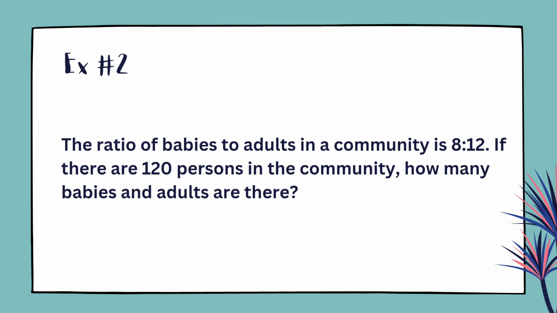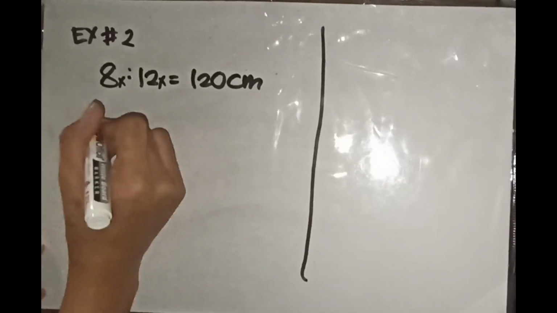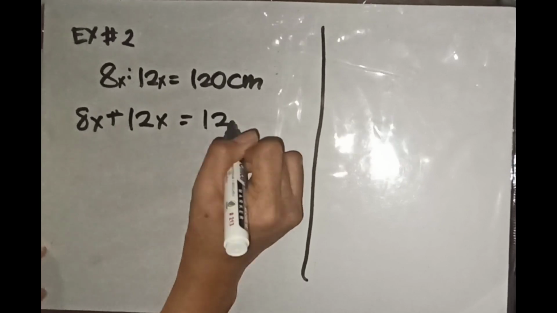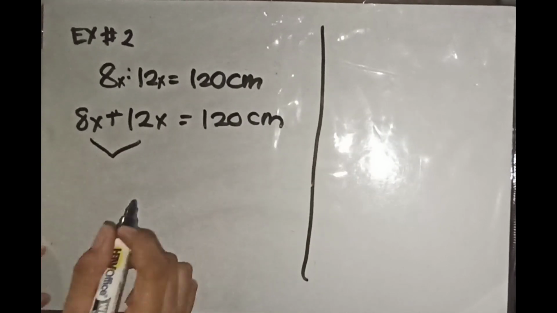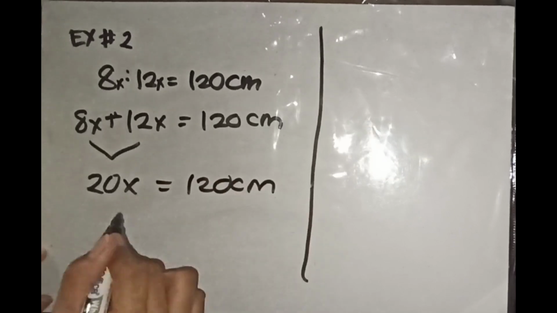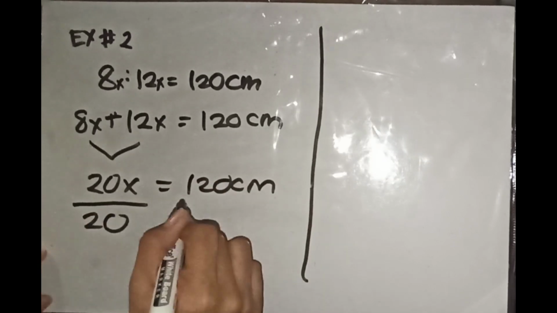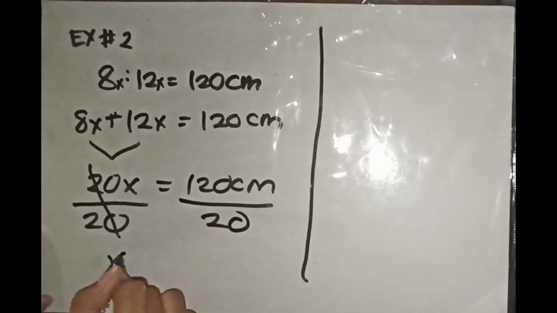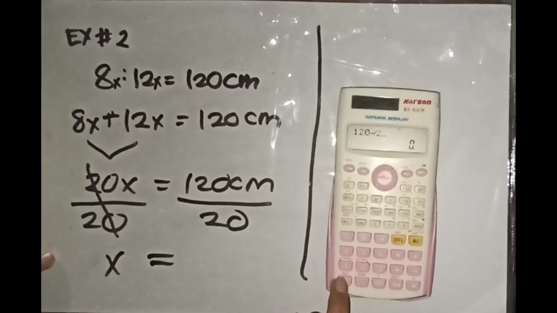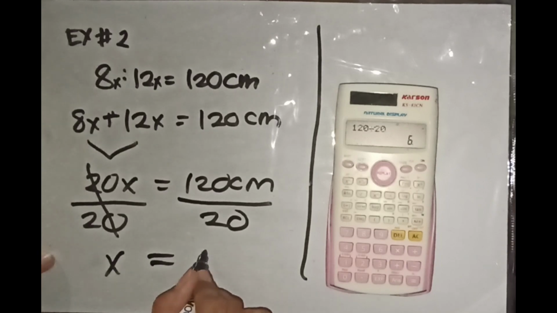For example number 2, the ratio of babies to adults in a community is 8 is to 12. If there are 120 persons in the community, how many babies and adults are there? So, i-add lang natin yung mga ratios. Magiging 20, and then divide both sides by 20. 120 divided by 20 is equal to 6.